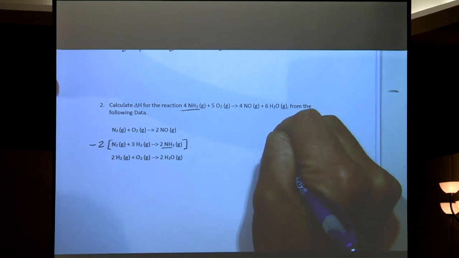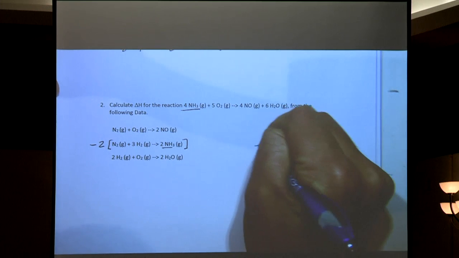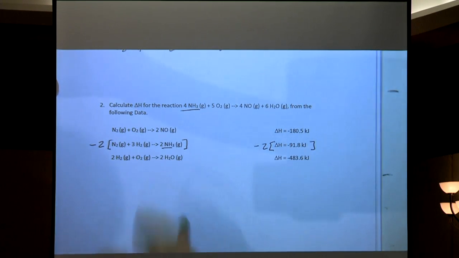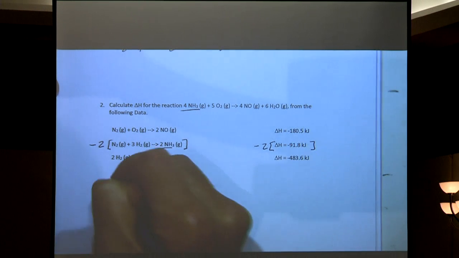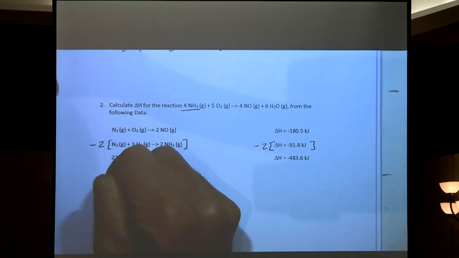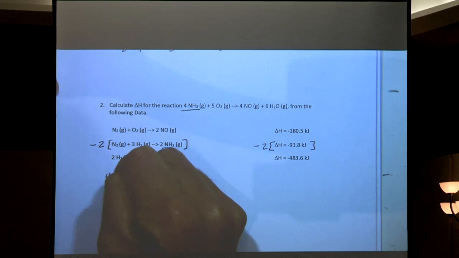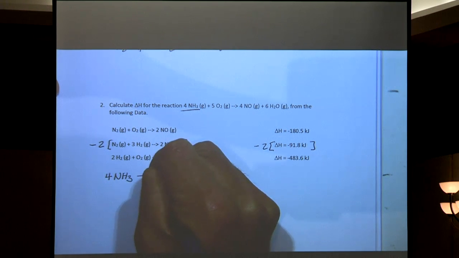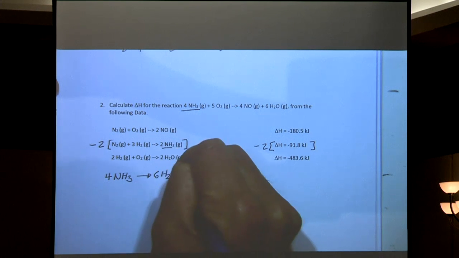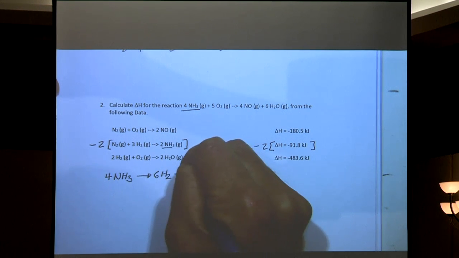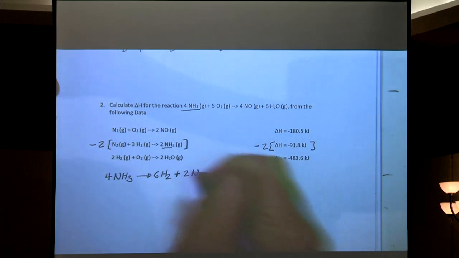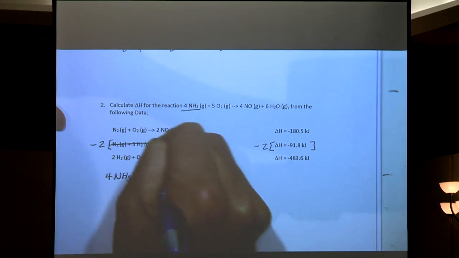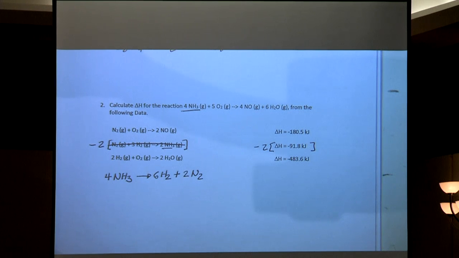-2. Whatever you do to the reaction, you do to the number. So that's going to flip my reaction and multiply everything by 2. So we're going to get 4NH3 forms 6H2 plus 2N2. Okay? And then we're going to go ahead and cross this out just so we don't have to look at it anymore.